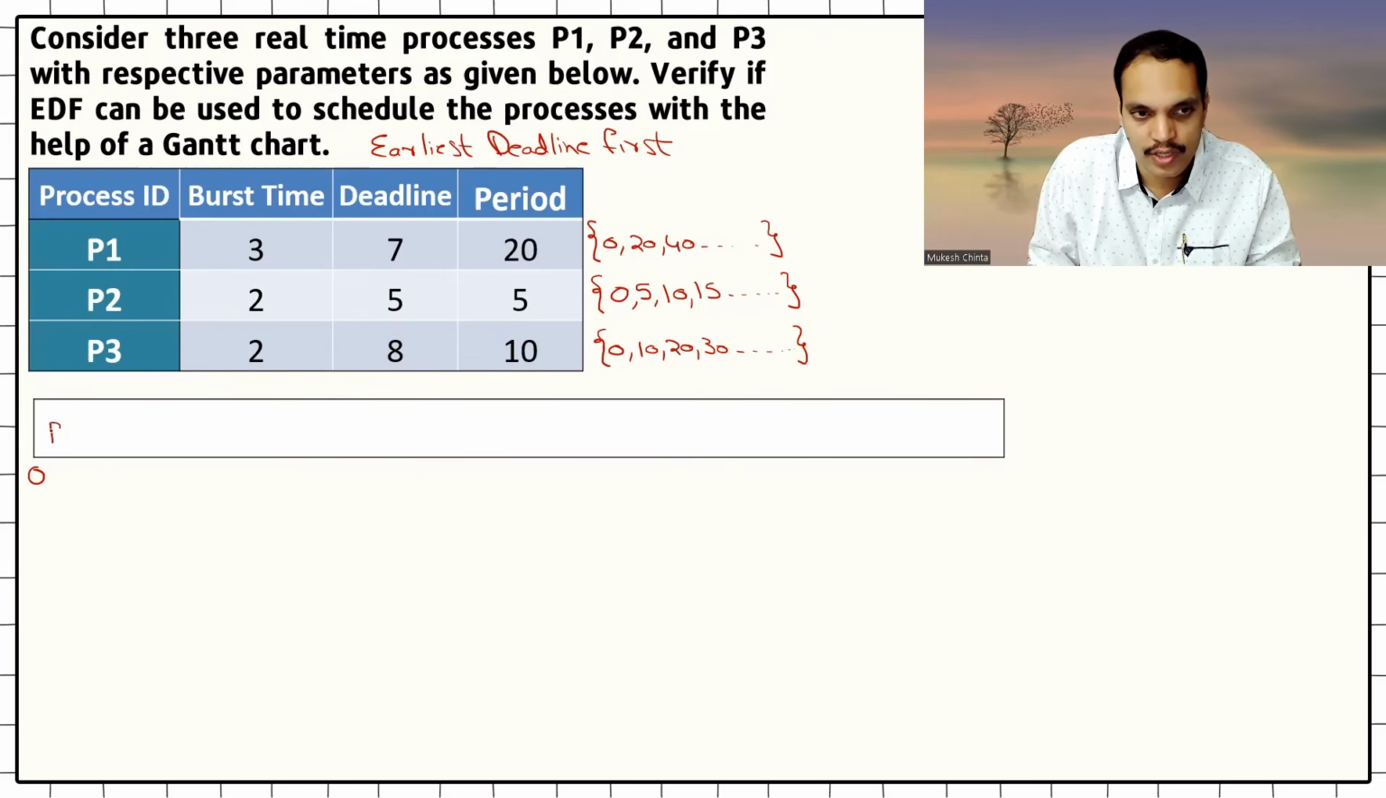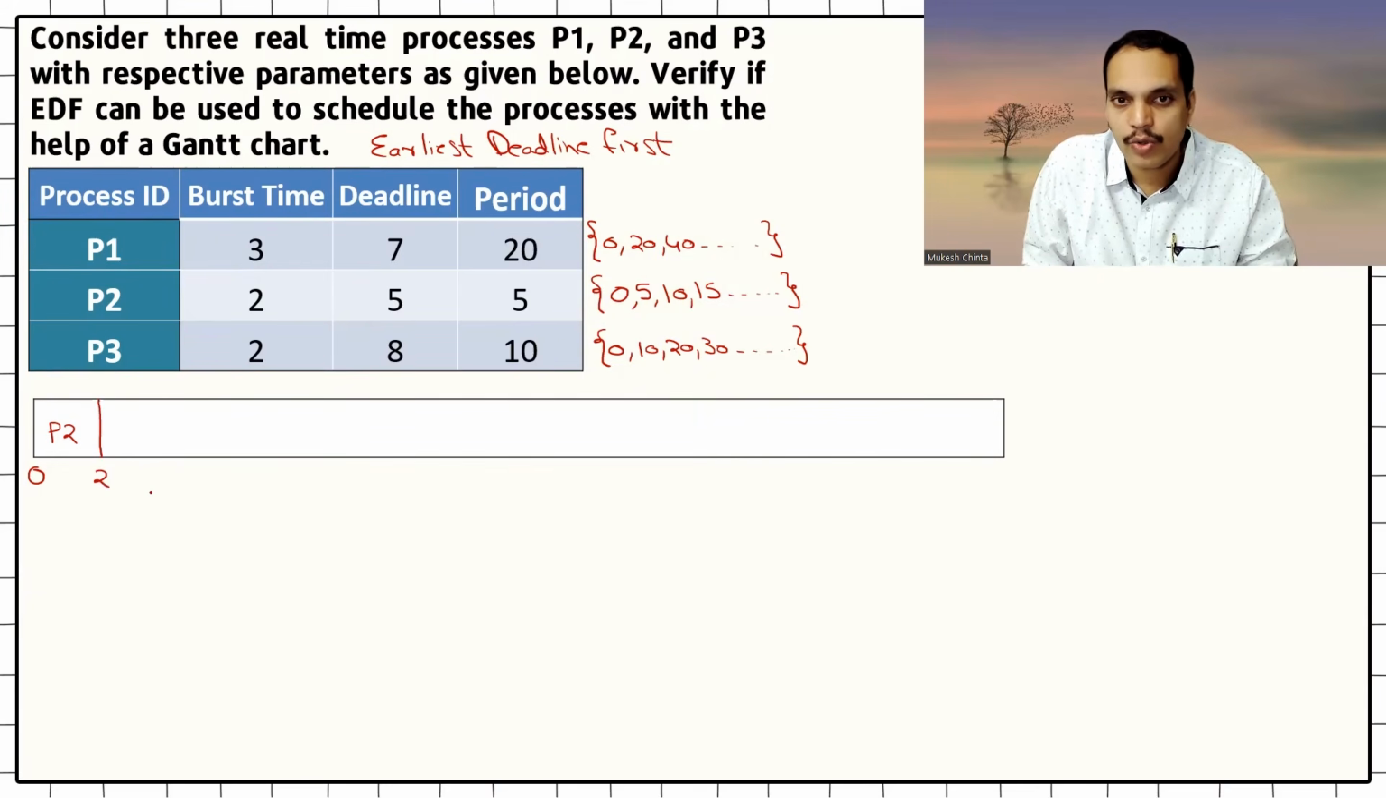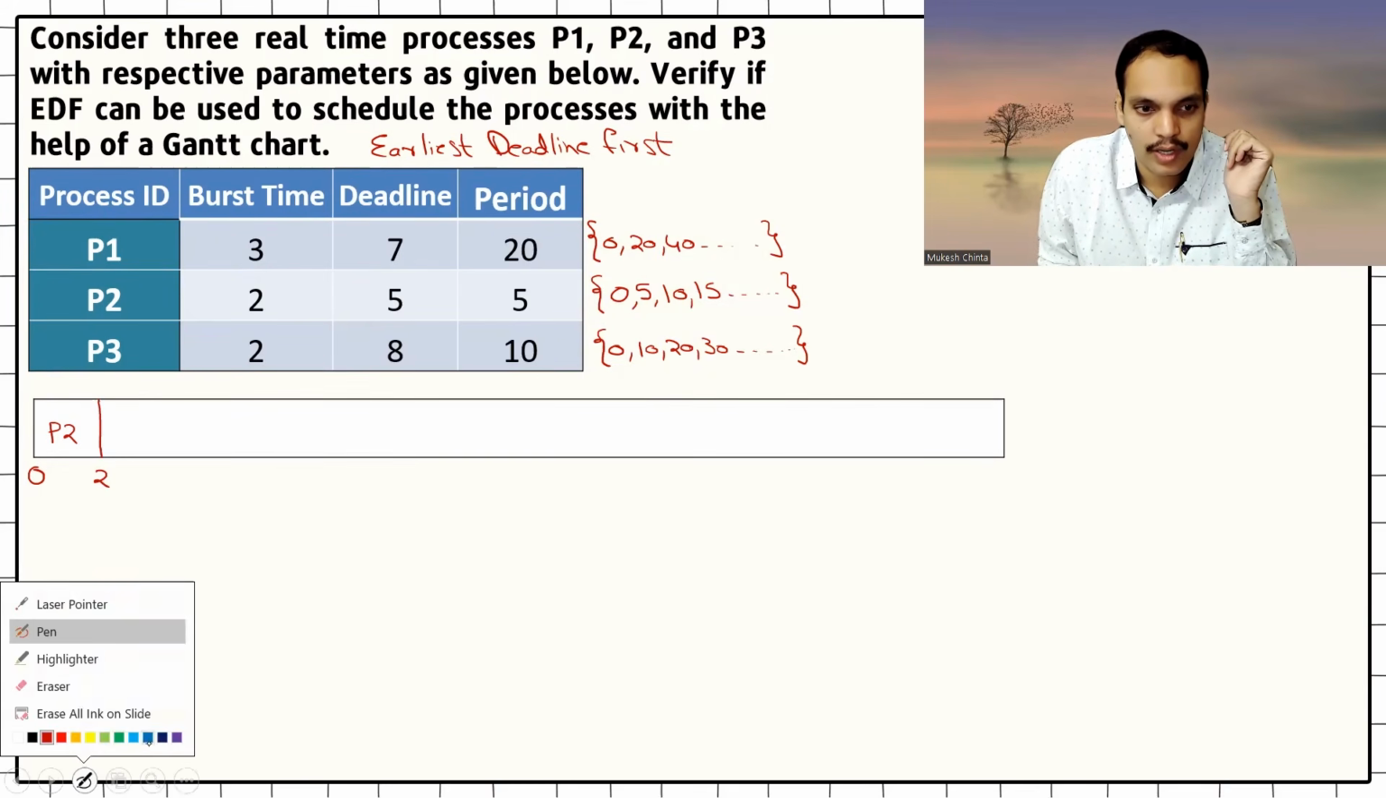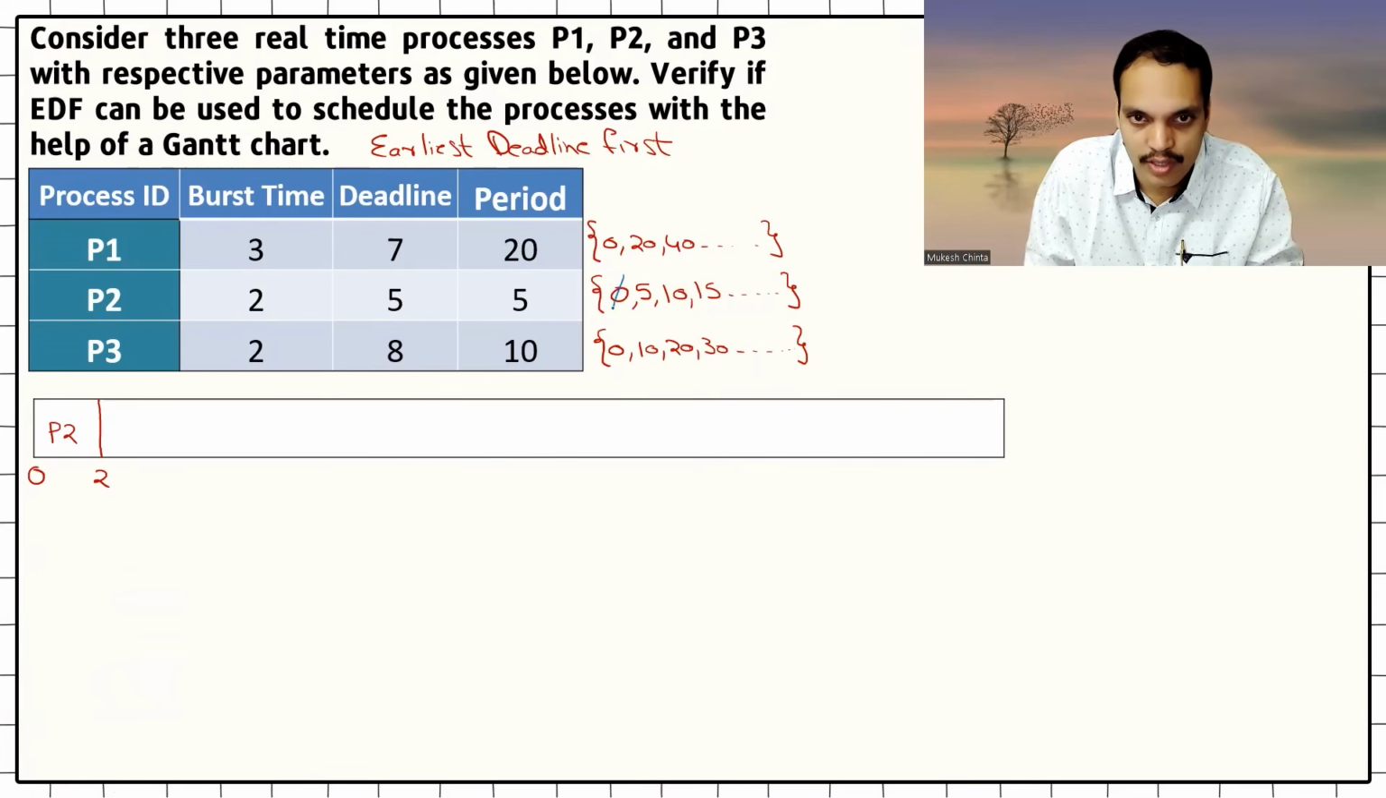So P2 goes first. Once P2 goes first, you have to check the burst time. So P2 executes until 2 and it comes out. So this is done. Let me change the color so that it is easy to understand. Now, after P2, which should go first? Next should go P1, because after P2 comes P1 with a burst time of 3, so 2 plus 3 gives me 5.